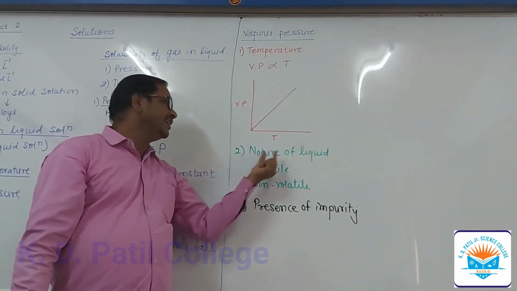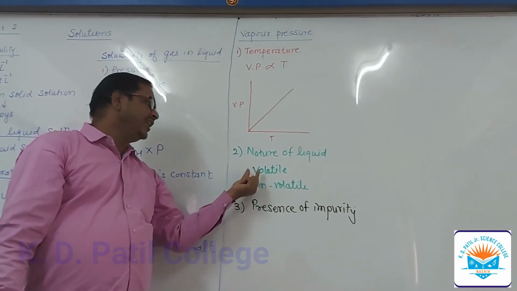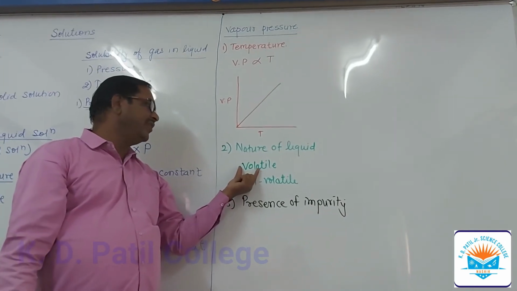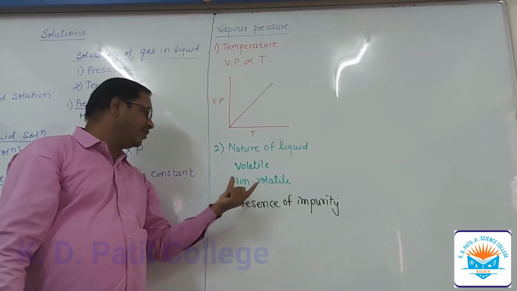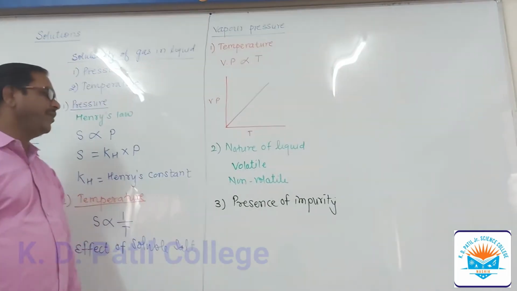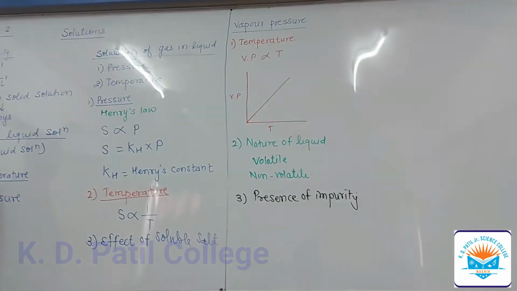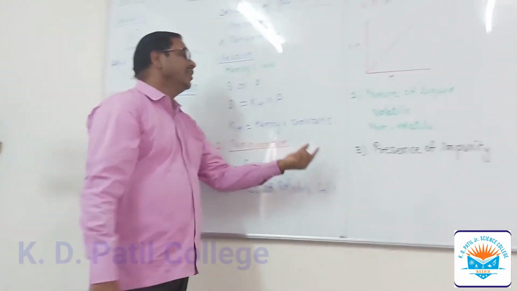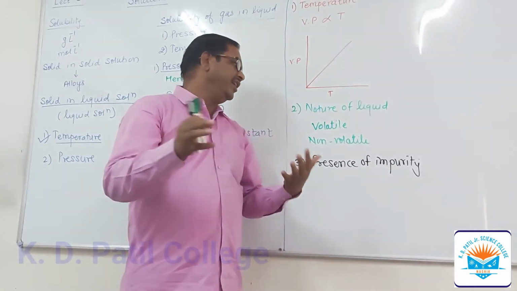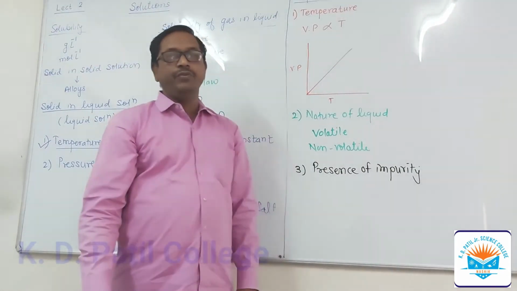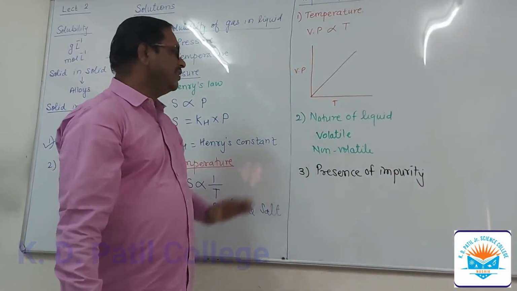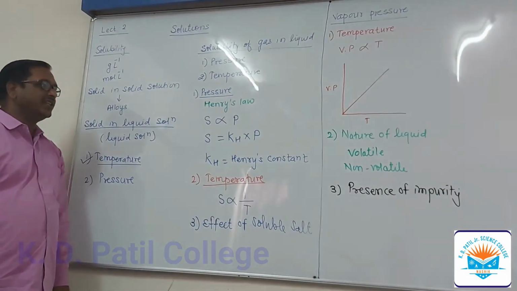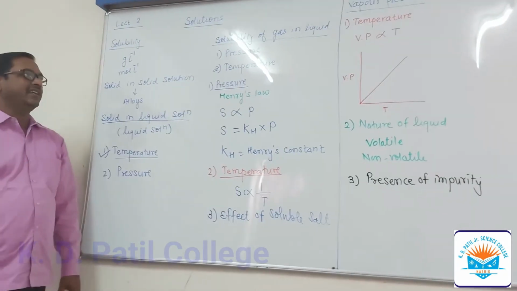The second one is the nature of liquid. When there is a volatile liquid and a non-volatile liquid, the vapor pressure of the volatile liquid is more than that of the non-volatile liquid. And the third factor affecting the vapor pressure is the presence of impurity. When we compare the pure and impure liquid, the vapor pressure of pure liquid is more than the vapor pressure of impure liquid. These are the points related to the vapor pressure. In this way, the vapor pressure is affected by these three factors.